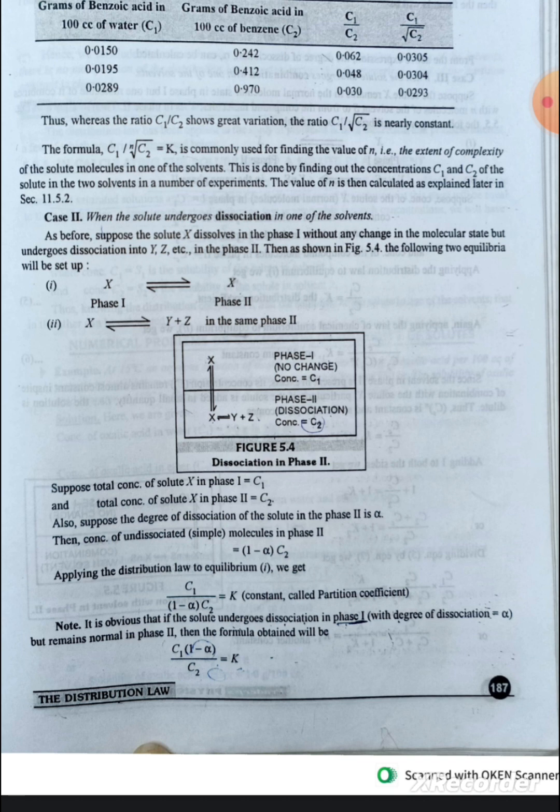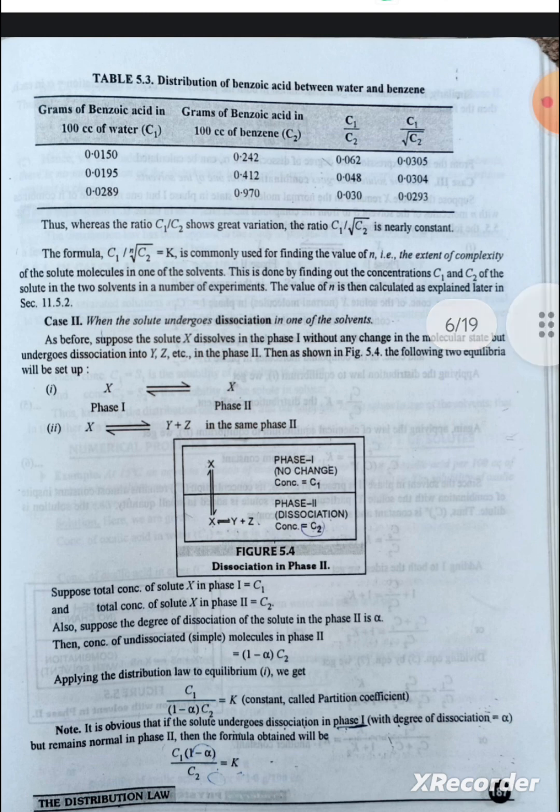Case 2: when the solute undergoes dissociation in one of the solvents. As before, suppose the solute X dissolves in phase 1 without any change in the molecular state, but undergoes dissociation into Y and Z, etc., in phase 2. Then, as shown in the figure, the following two equilibria will set up. First, X in phase 1 is in equilibrium with X in phase 2. Second, X dissociates to give Y plus Z in the same phase 2.